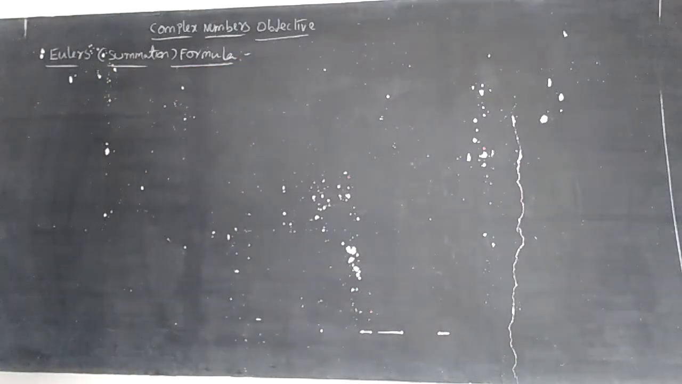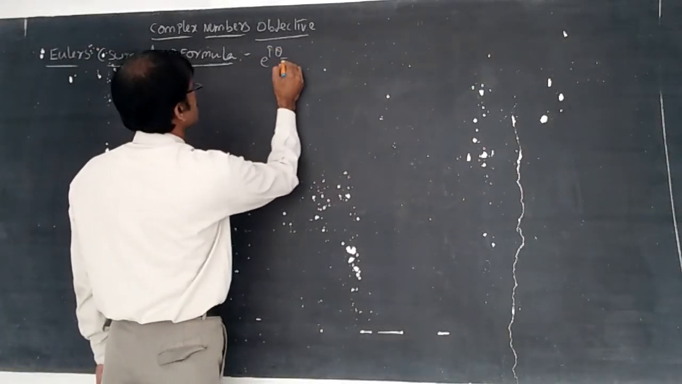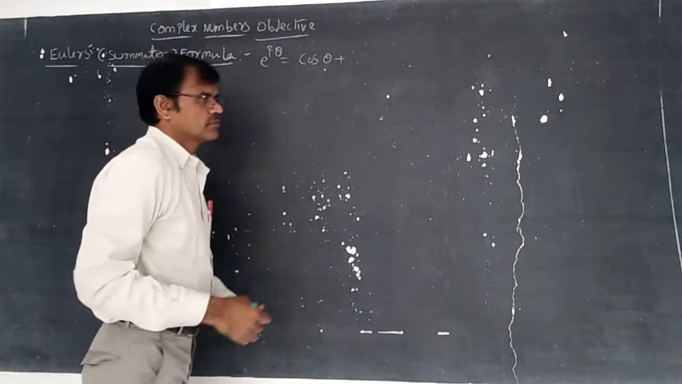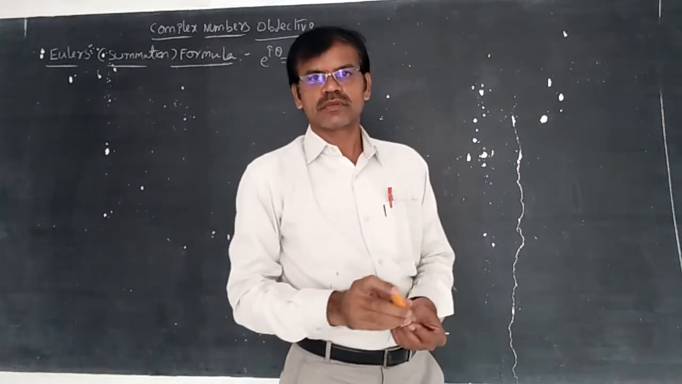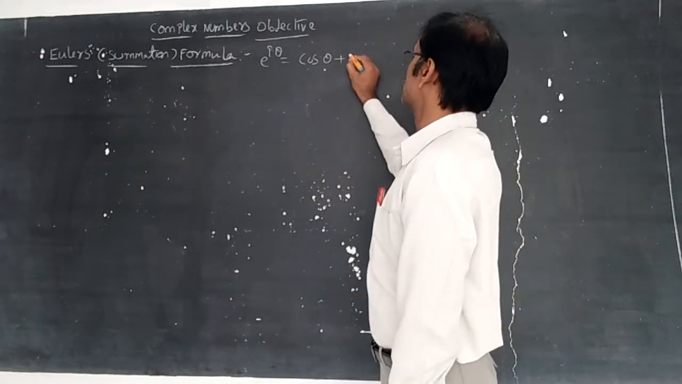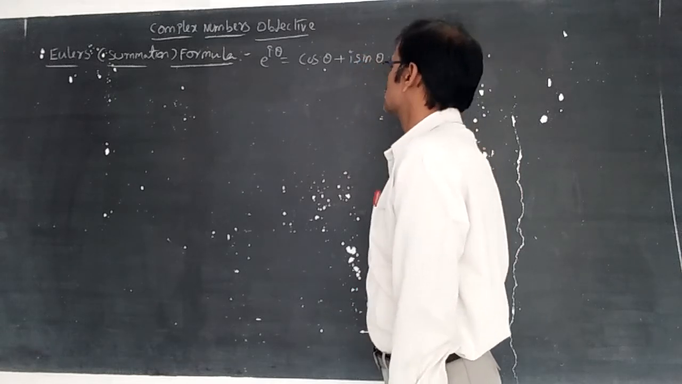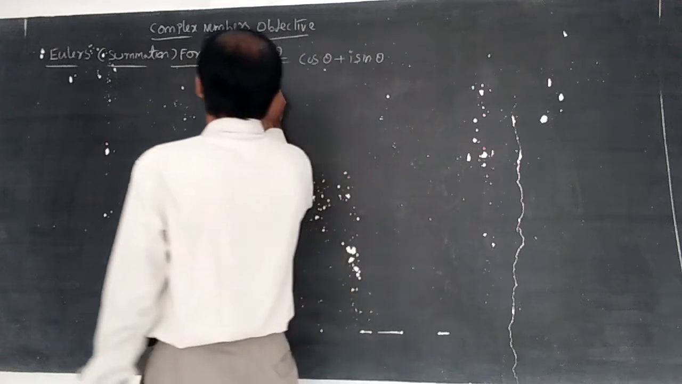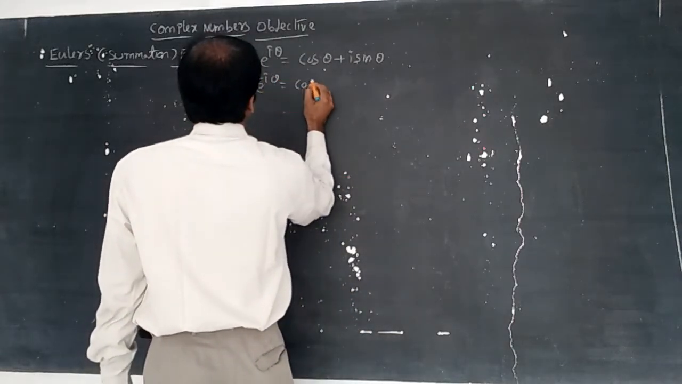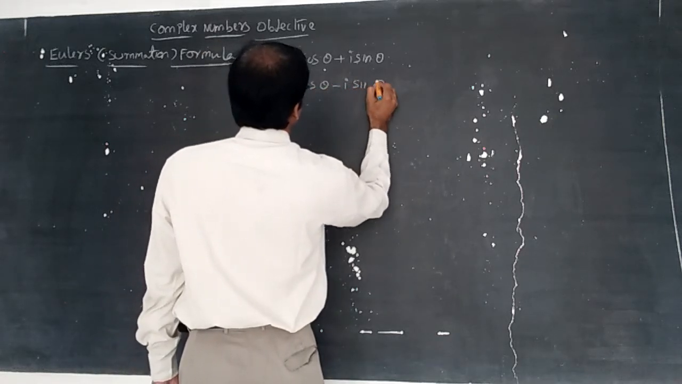Euler's formula is e power i theta. This is a formula. It should be remembered as the most important concept. e power i theta is equal to cos theta plus i sin theta. That's all. Now, e power minus i theta is equal to cos theta minus i sin theta.